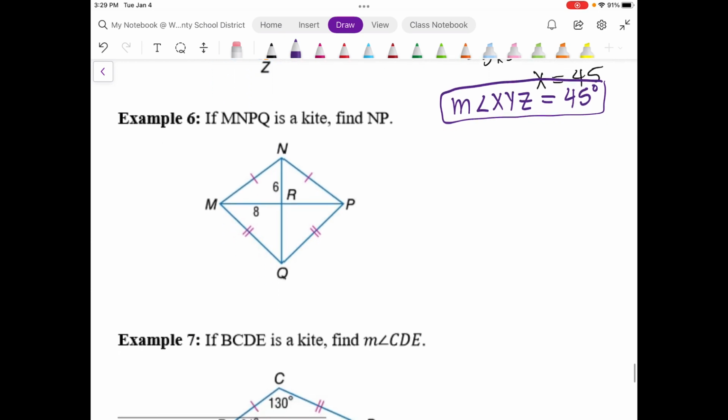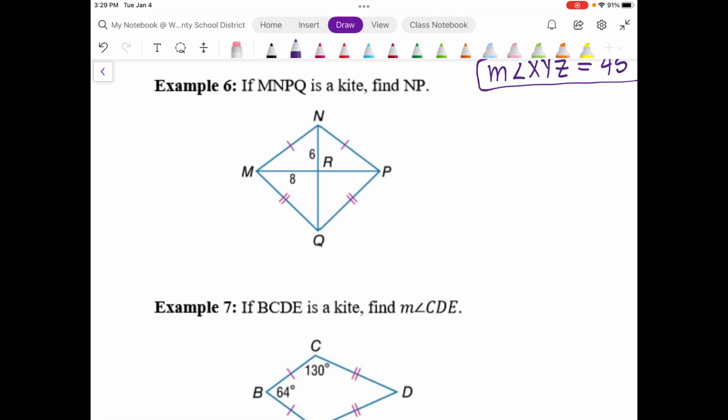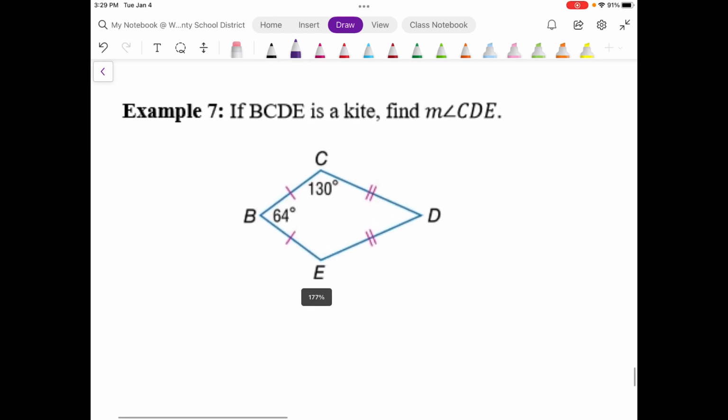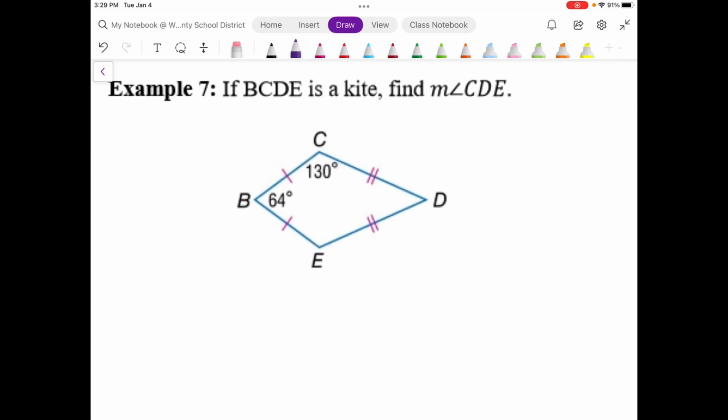All right, I'm going to go ahead and skip number 6 and give number 7 a try. Go ahead and pause the video here. See if you can figure it out. Number 7 is very similar to number 5, essentially just different numbers. Again, if it helps, figure out which ones are the pairs of congruent sides. Those are the pairs of congruent sides. The angle between them being sandwiched, those are the congruent angles, so this is 130.